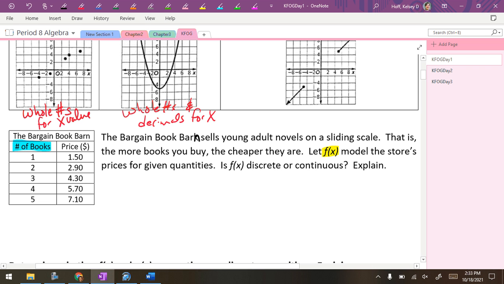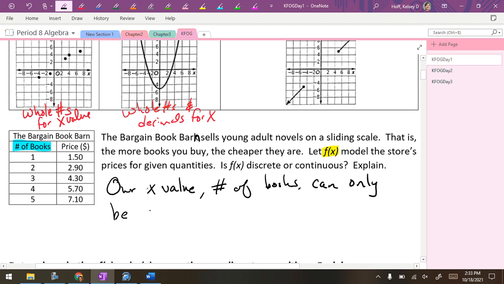So you guys are telling me I can buy 0.25 of a book? No. Only whole numbers would make sense for your x value. So this would have to be a discrete function. You're not going to plug in 1.5. You're not going to buy 1.5 books. Our x value, the number of books, can only be whole numbers. f of x is discrete.